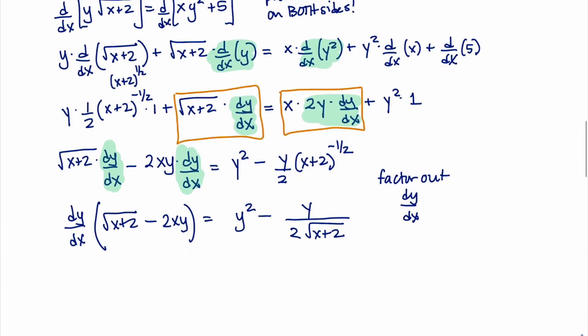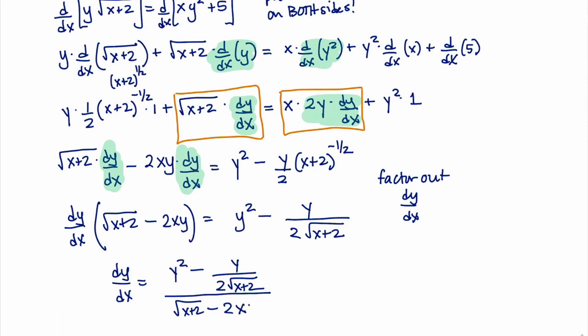And then we just want to divide by this factor that is now multiplied with dy dx. So I'll have dy dx equals the y squared minus y over 2 times the square root of x plus 2 that was there on the right side, and now divided by the square root of x plus 2 minus 2xy.